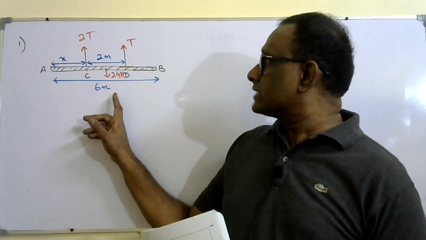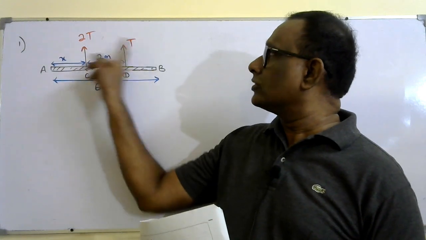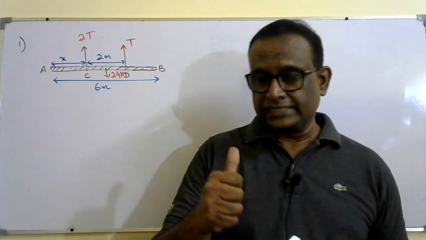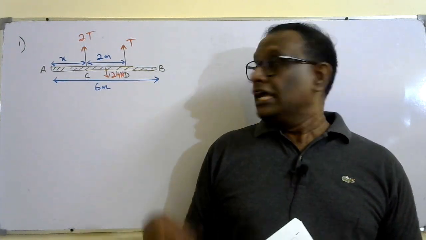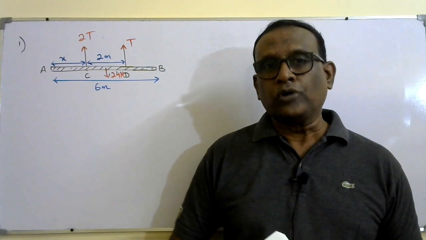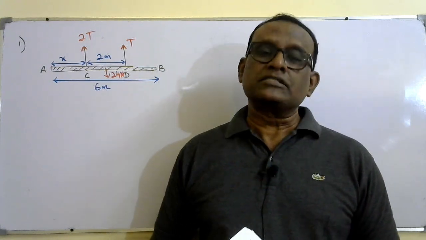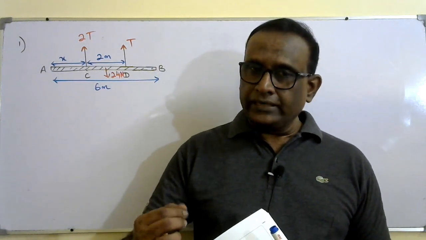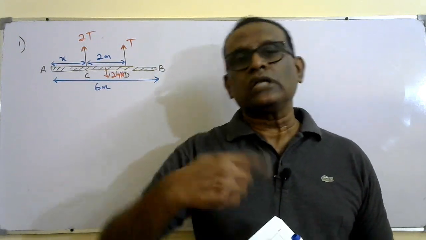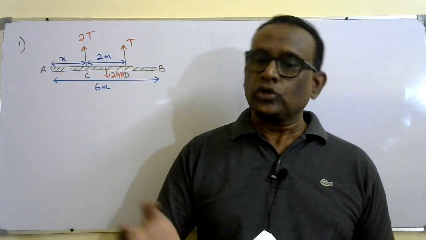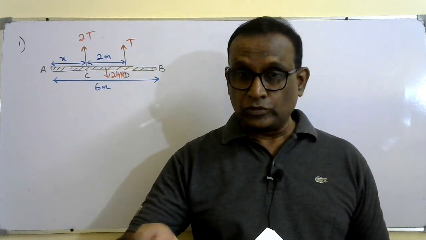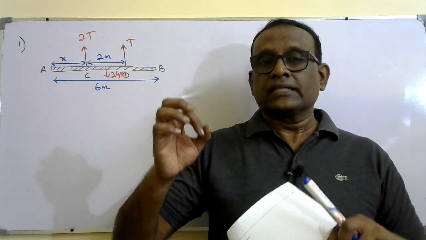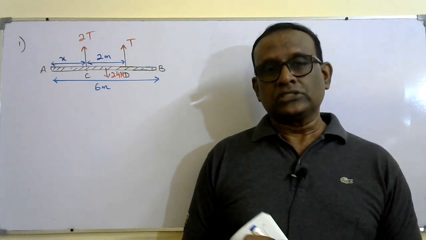Here the only forces acting on it are the upward tensions in the ropes and the downward 24. So in the vertical direction, the resultant force must be equal to 0, the first condition. Second condition, if you take moments about any point, the total moment must be equal to 0. Or we can say, the total clockwise moment equals the total anti-clockwise moment about any point, or the net moment must be equal to 0.